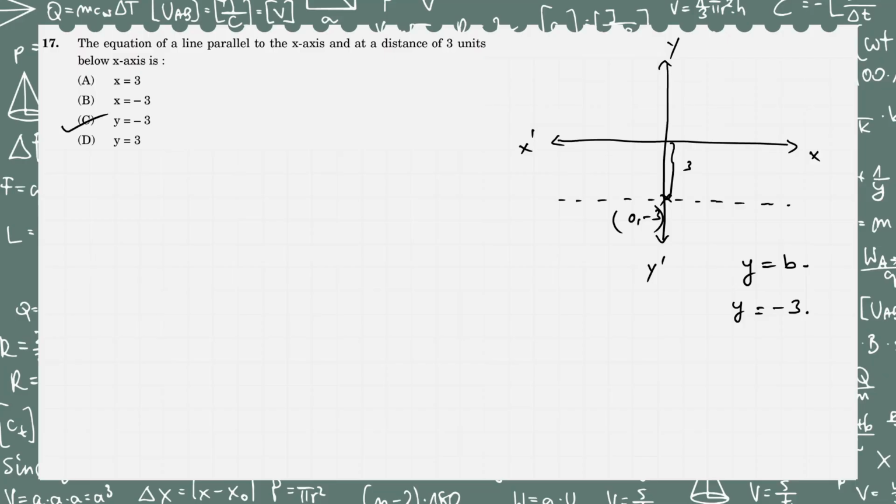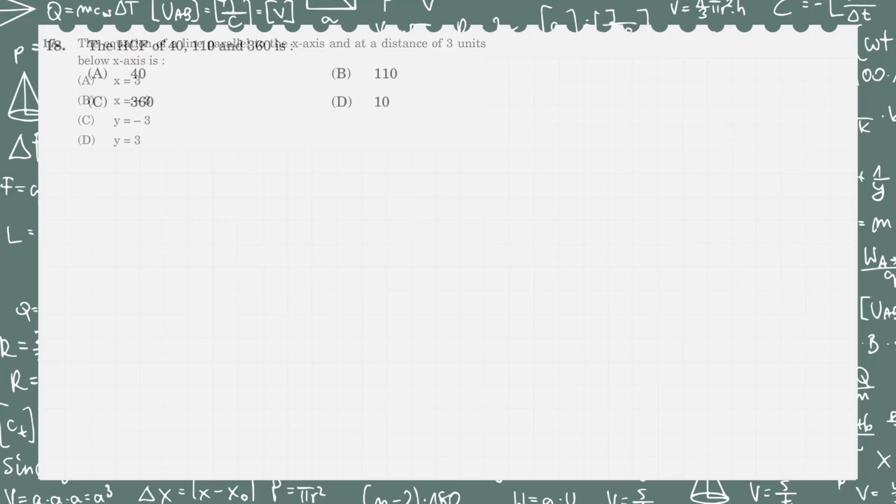So that's the correct answer. Let us move on to the next sum. The HCF of 40, 110 and 360 is... So we need to do prime factorization for all the numbers and find out the HCF. So let us do 40's prime factorization first.